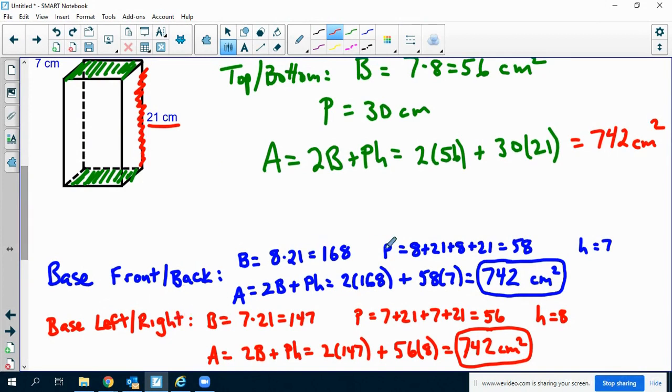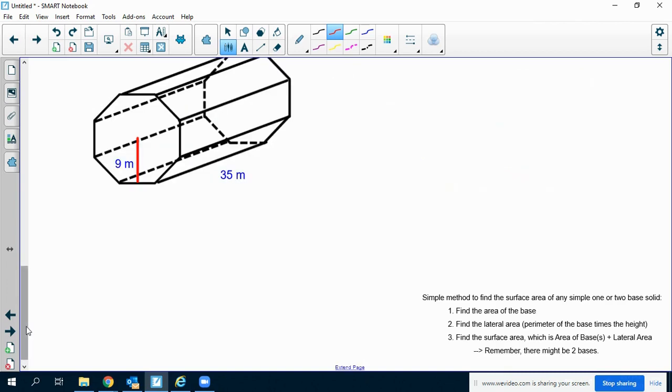Also note that if I did this exact same problem using the front or back or left or right as the base, I would have got the same answer that I got when I did the top and bottom as the base. So you actually do have a choice when you have a problem like that with the rectangle.